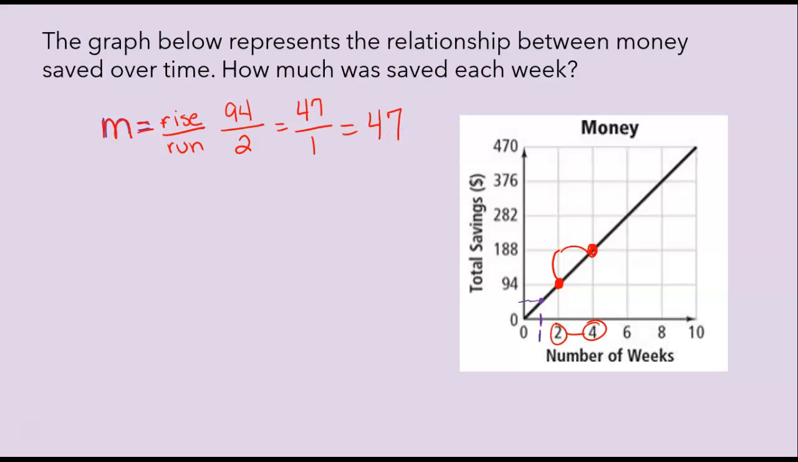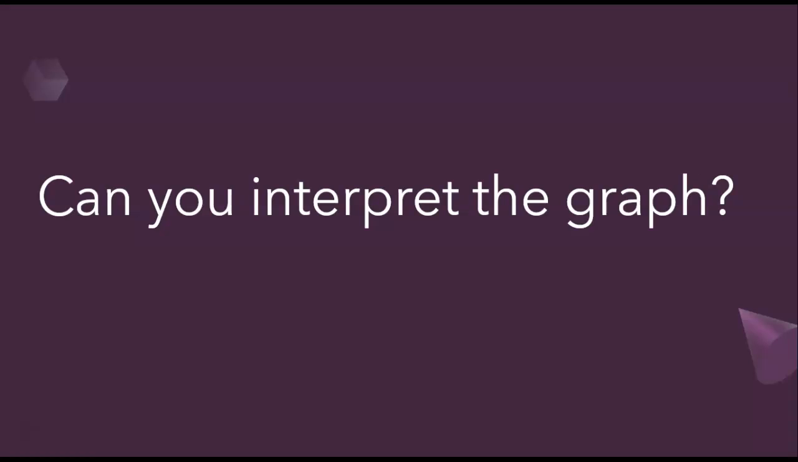So if that's my slope, what's my unit rate? How much did they save each week? $47 per week, or each week. Per week, each week. All right, before you glue this in, let's do a few more problems that I pulled. Let's practice interpreting a graph.